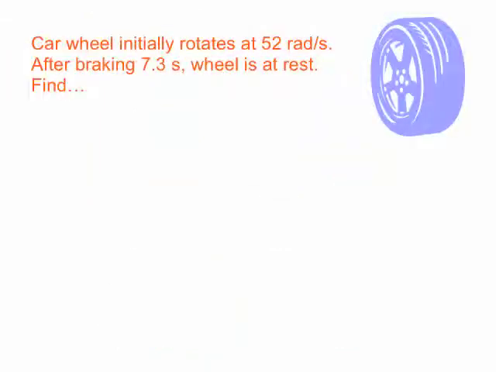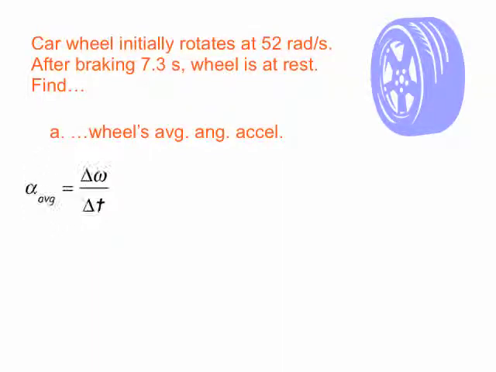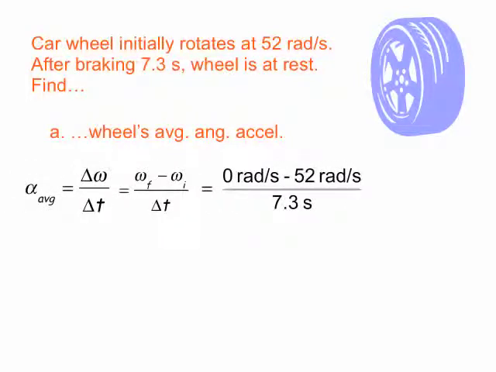All right, let's try to figure out a problem. A car wheel is rotating at 52 radians per second. It's going to brake for 7.3 seconds, and the wheel will come to a stop. Let us find the wheel's average angular acceleration. Okay, so we use the change of angular velocity, which, since one of those is 0, makes it real easy. Initially it's 52, so it's a negative 52. So of course it's a negative acceleration. Why? Because it's actually decelerating.